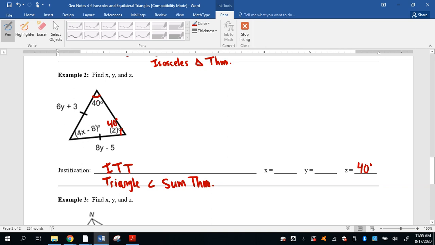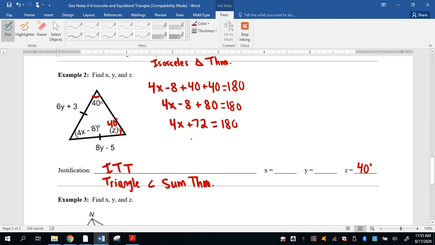So all three of these angles add to 180. 4x minus 8 plus 40 plus 40 is 180. So we have 4x minus 8 plus 80 equals 180, or in other words, 4x plus 72 equals 180. Subtract 72 from both sides, and you get 108. Divide both sides by 4, and what do we get?